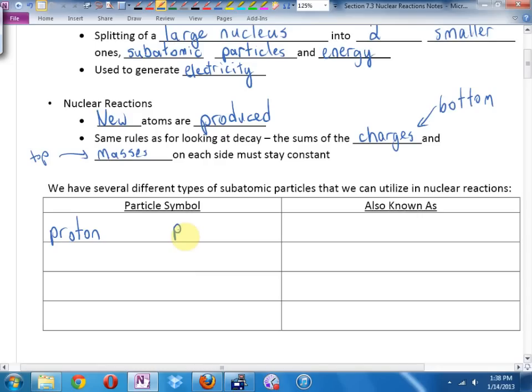What's the mass of a proton in atomic mass units? It has a nice mass. In fact, it's how we defined the atomic mass. You know what the mass of a proton is? We'll put a 1 right there. Oh, and what's the charge on one proton, conveniently? 1. If you write a P with a 1 and a 1, I know you're talking about a proton.